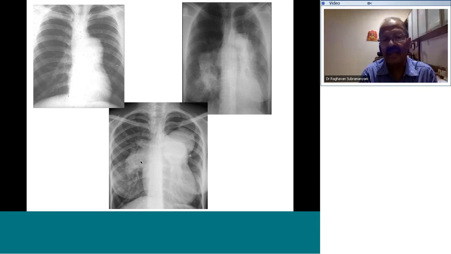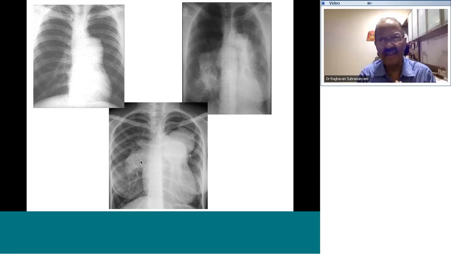In pulmonary plethora, you have a prominent central artery, prominent hilar artery, prominent mid-lung vessels, and traceable vessels in the periphery, and you have end-on vessels. Along with that, you may have cardiomegaly and often left atrial or right atrial enlargement.